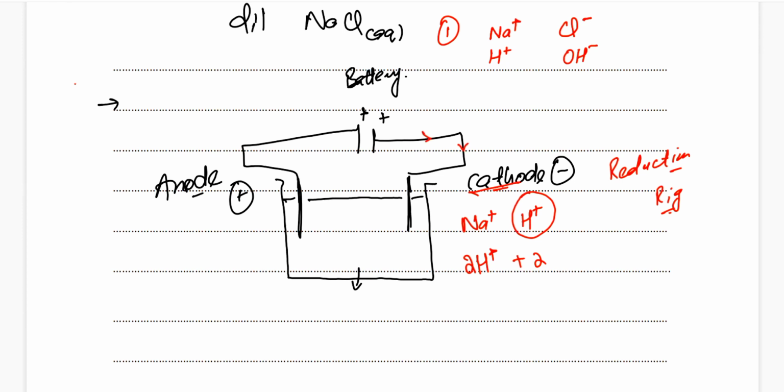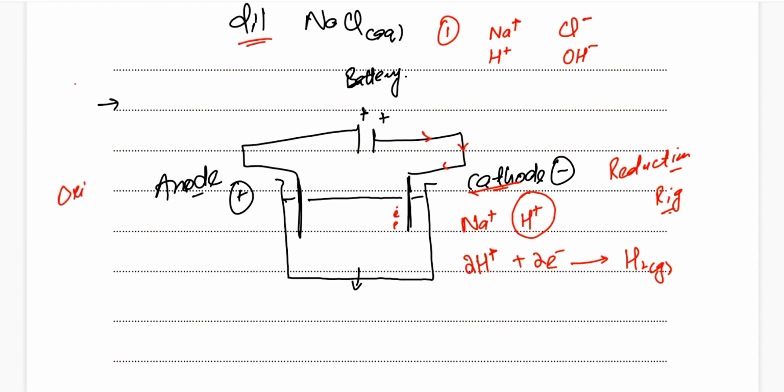So 2H plus will gain electrons. In this way electrons are released from the cathode. Two electrons will be given to two of these cations, so H2 gas will be formed. But on the anode, what happens? On the anode, one of them will be selected. This is in case of dilute. So on the anode, what happens?